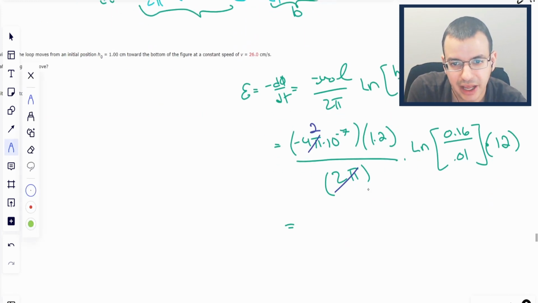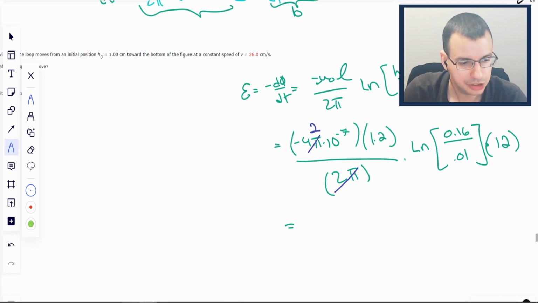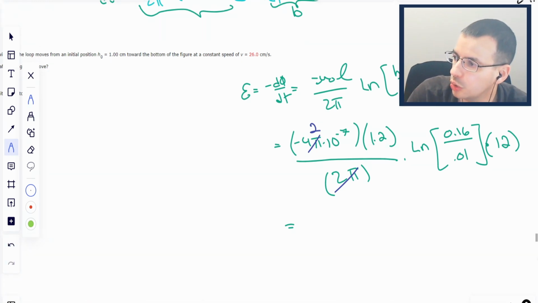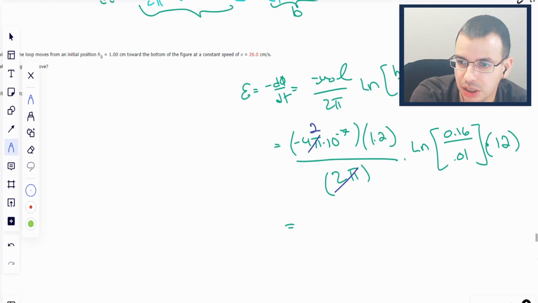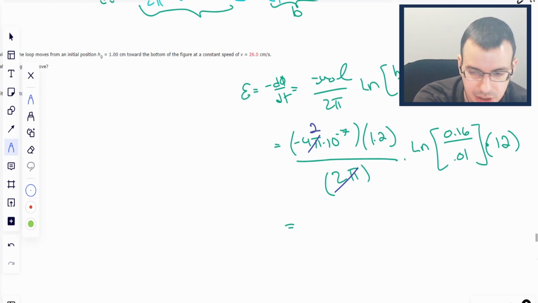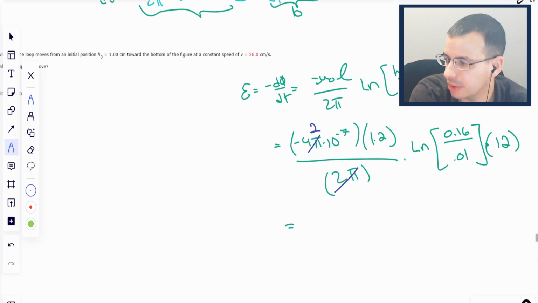I'm just going to put that into a calculator now. We'll go to Wolfram, because it's useful and I like it. So we have negative 2 times 10 to the negative 7th times 1.2 times 12 times natural log of 0.16 divided by 0.01. I know I could probably do that in my head.